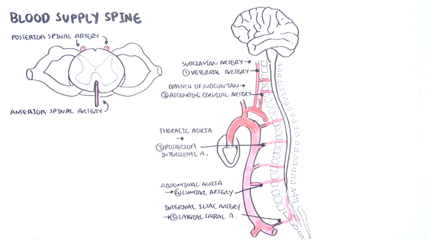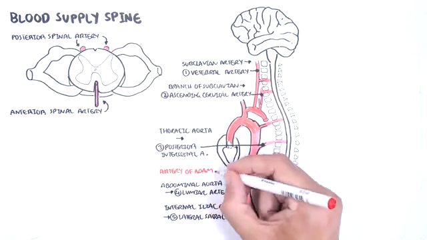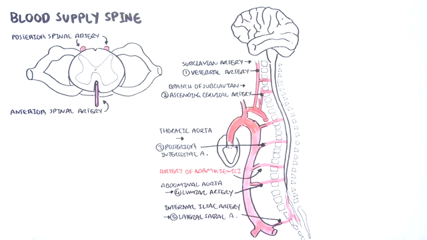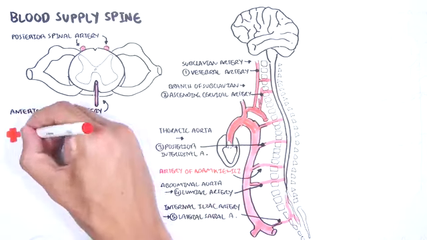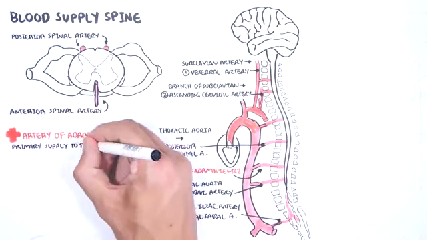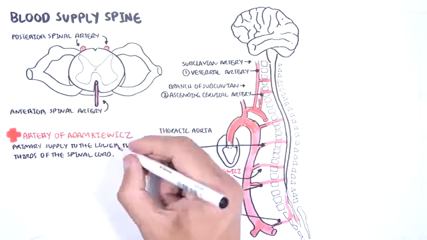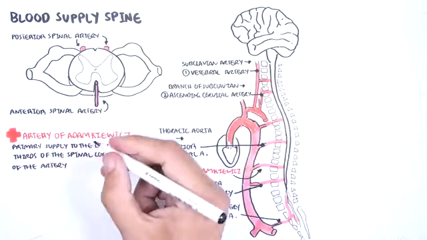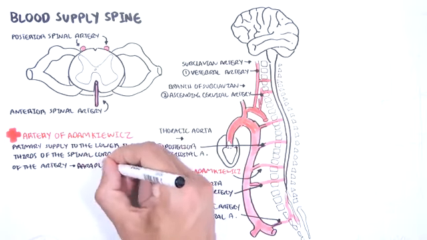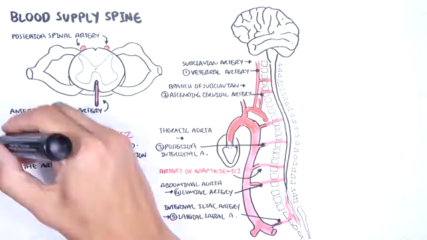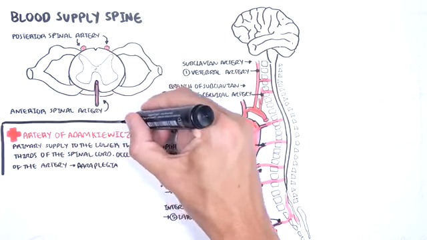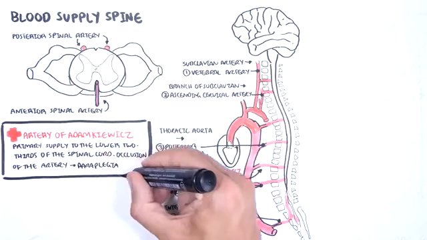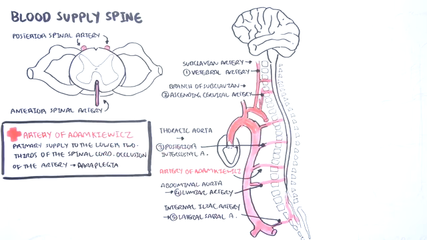The artery of Adamkiewicz, I hope I pronounce this right, is an important artery. It is the primary supply to the lower 2/3 of the spinal cord. Essentially, if there's occlusion of the artery of Adamkiewicz due to ischemia, hypotension, or whatever, it can cause a person to be paraplegic. Because, again, it's the main supply to the lower 2/3 of the spinal cord.